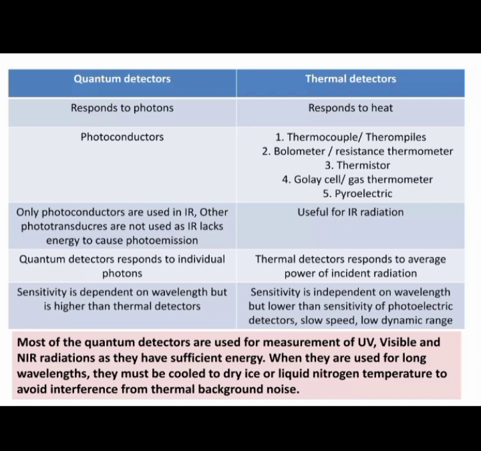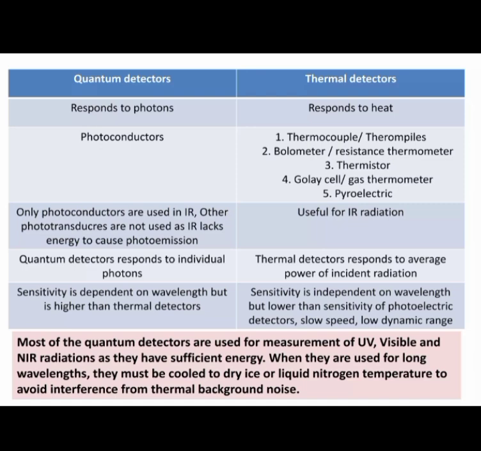Thermal detectors respond to heat. These are thermocouples, thermopiles, bolometers, resistance thermometers, thermistors, Golay cell, gas thermometer, and pyroelectric detectors. These are useful for IR radiation. Thermal detectors respond to the average power of incident radiation. Sensitivity is independent of wavelength but lower than the sensitivity of photoelectric detectors, with slow speed and low dynamic range.